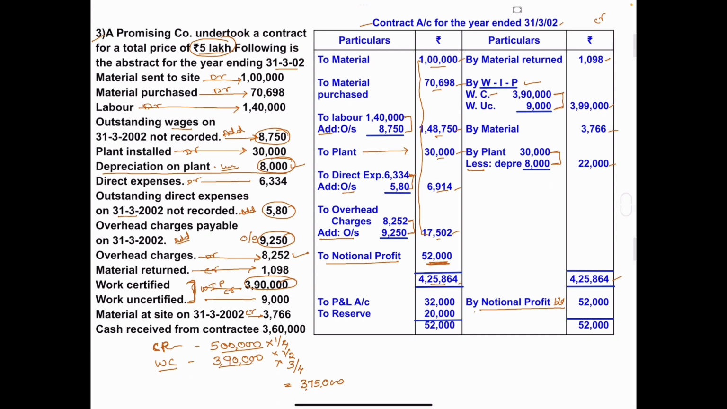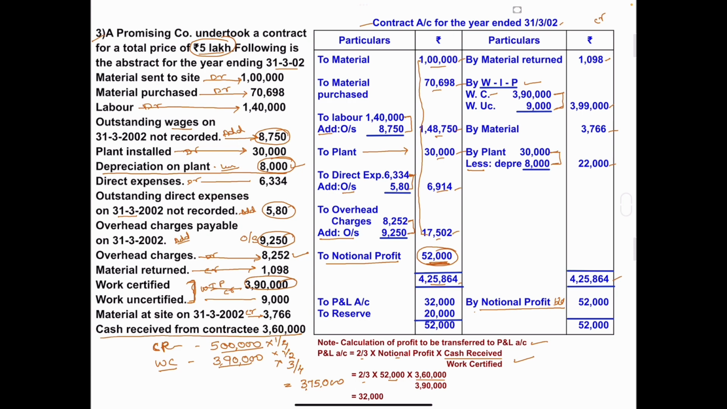So we'll write the note. Calculation of profit to be transferred to profit and loss account. The formula is profit and loss account is equal to two-thirds of notional profit into cash received divided by work certified. Same two-thirds we will write here. Notional profit amount is 52,000. Cash received, see the problem, last sentence. Cash received from contractee 3,60,000. So that one we will take here.